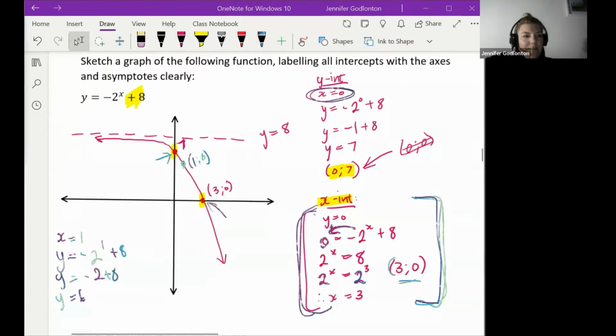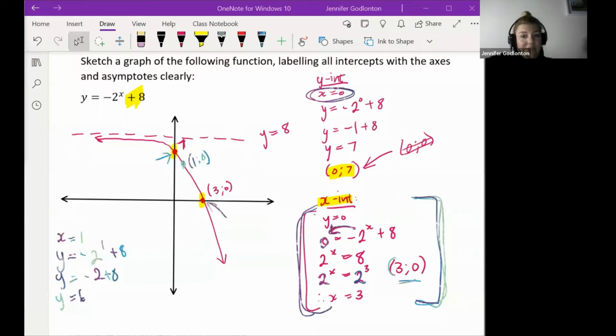Georgia, how can I help? Hi, ma'am. I was kind of confused. Will all the sums, like y equals negative 2x plus 8, always look like this, even if it's a hyperbola, parabola, or a straight line?